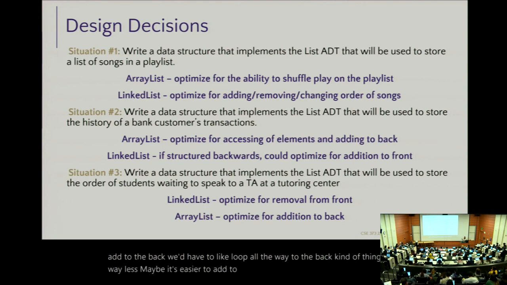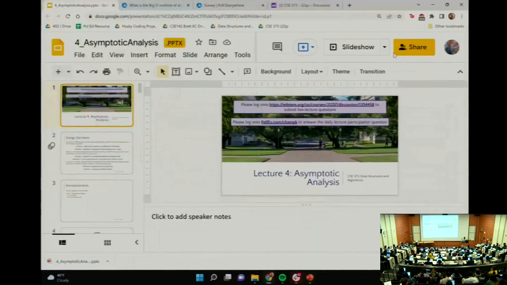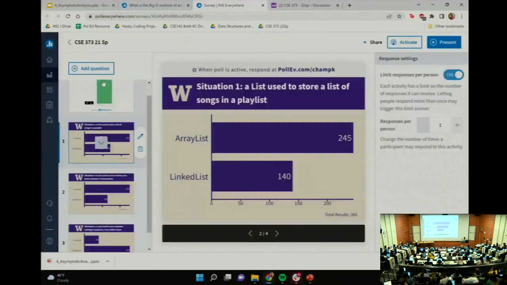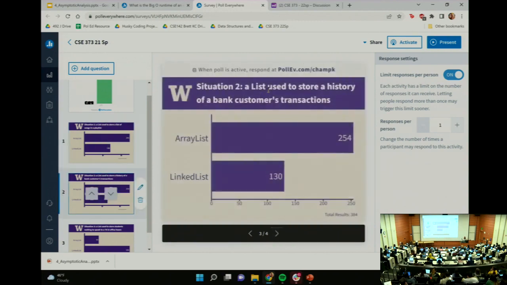But I just wanted to remind you what those scenarios were, because let's take a look at what we all voted on, because we did do a Poll Everywhere. So here we go for situation 1, the playlist. It looks like the majority of people ended up voting array list in that one, but as you can see, not a wash, if you will. If we look at the next one, situation 2, it also looks like the majority of people picked array list for the bank one as well.